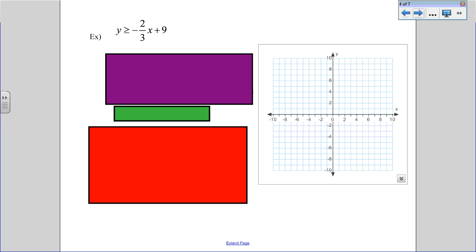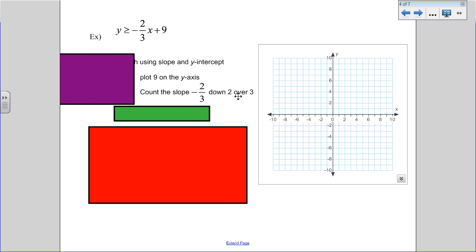All right, so let's take a look at the next one. Do I have to do any work with this equation? No, I've got y by itself. It's good to go. So let's see what happens when I move my purple box. So we're going to graph using slope and y-intercept. Do we agree to plot 9 on the y-axis? All right, so we're going to start at 9.